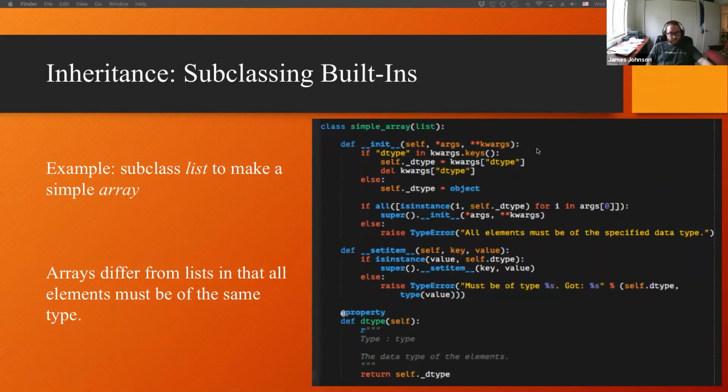So we declare our class and give it some name, and here I've just called it SimpleArray, and we're subclassing from list. So list has to go in parentheses immediately following SimpleArray, followed by a colon. And the init function for list takes an arbitrary number of arguments and an arbitrary number of keyword arguments. So that is declared explicitly in this init function.